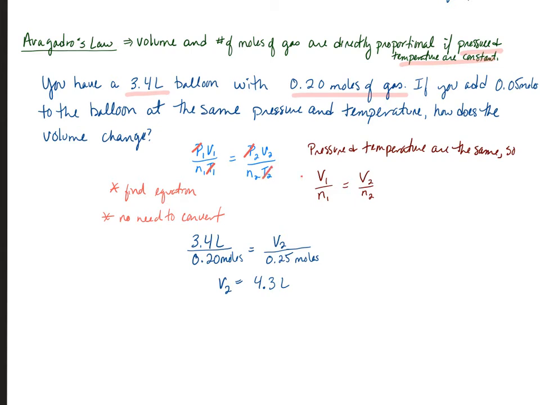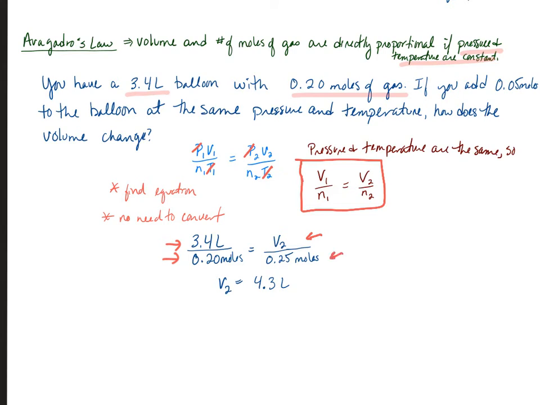So this is the equation that we're going to use in this case. There's no need to convert anything. We don't have any temperatures that we need to convert in this case. We're already in liters, so we're good to go. So 3.4 liters over 0.20 moles is equal to V2 over 0.25 moles.